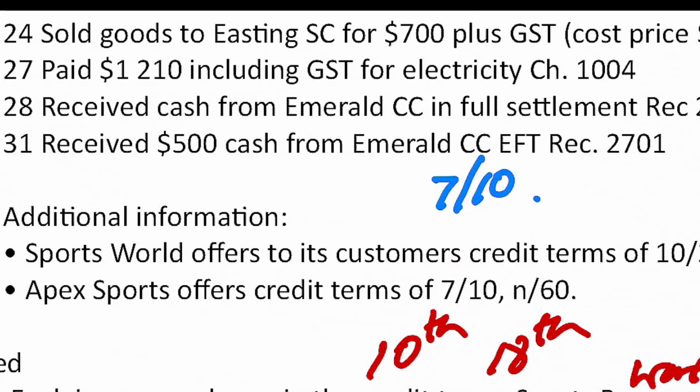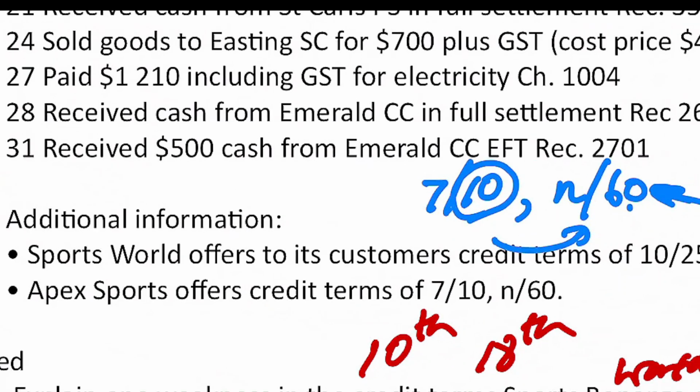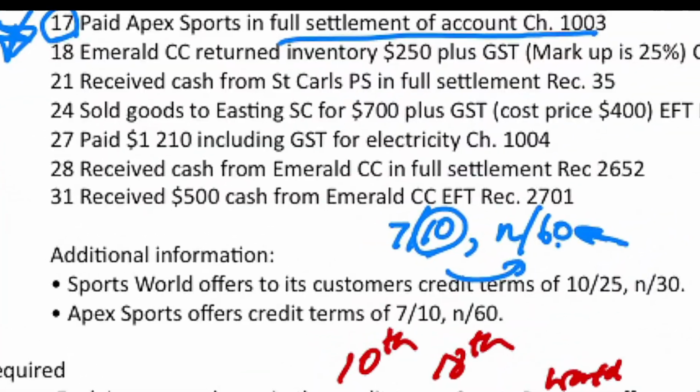When I was at your stage, I always confused whether 7 is the days or 10 is the days. Then how did I figure it out? Look at the second one. In the second one, you have 60. What is stated secondly is the number of days. Then this 10 is also the number of days. If somebody is going to confuse.